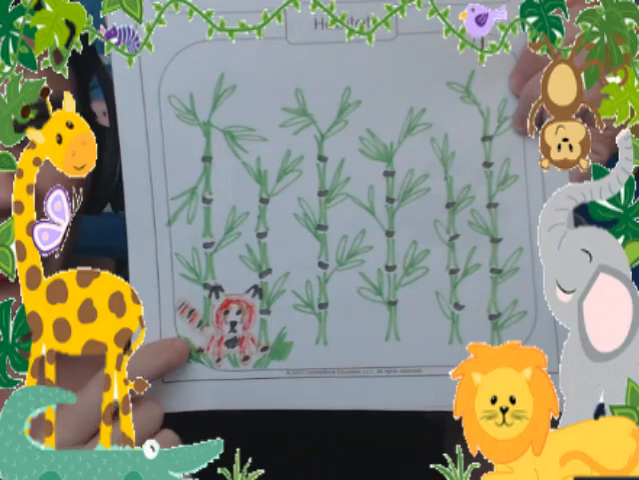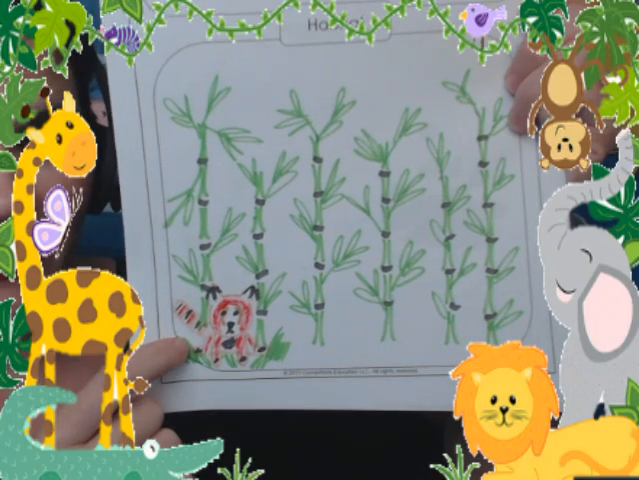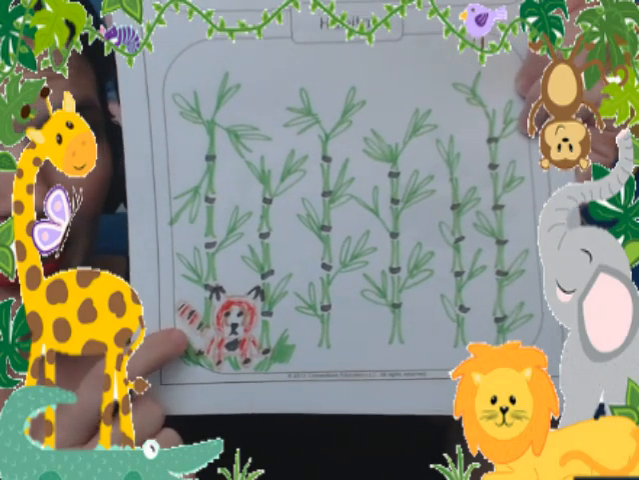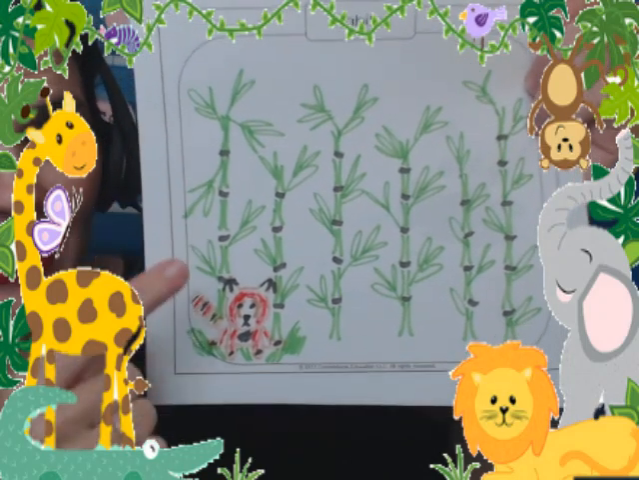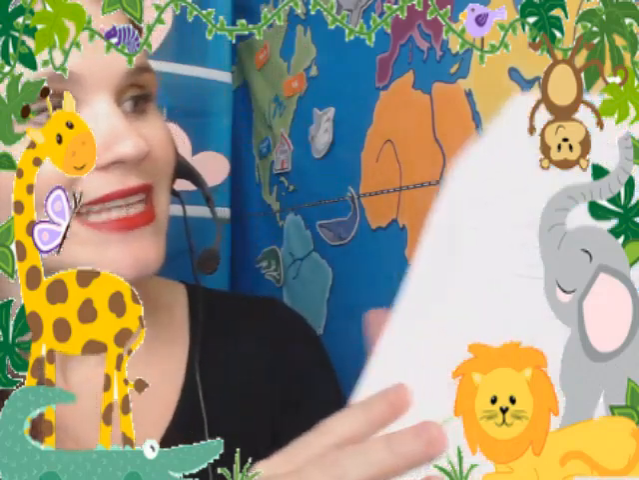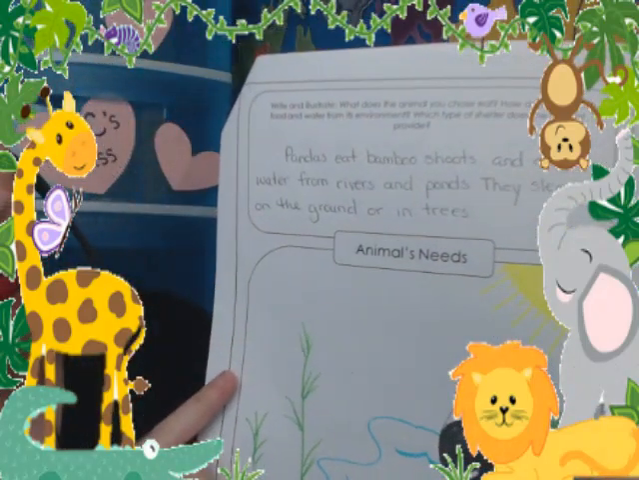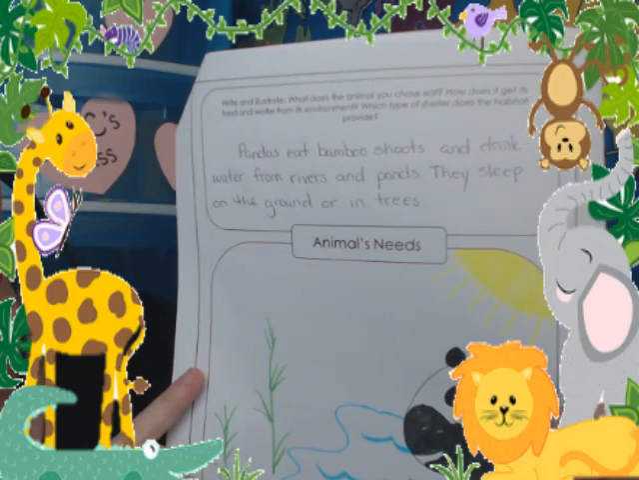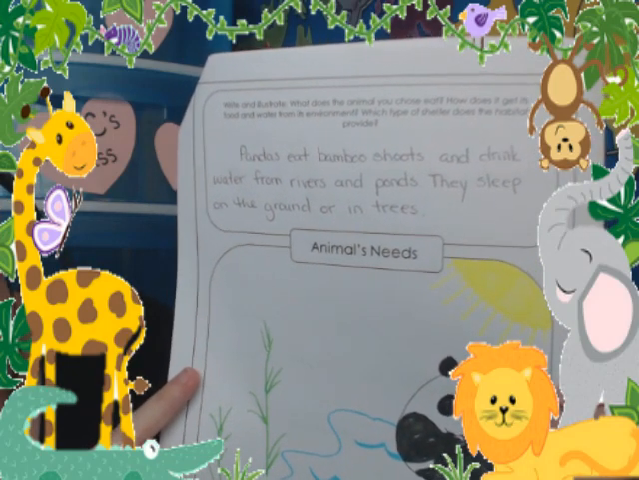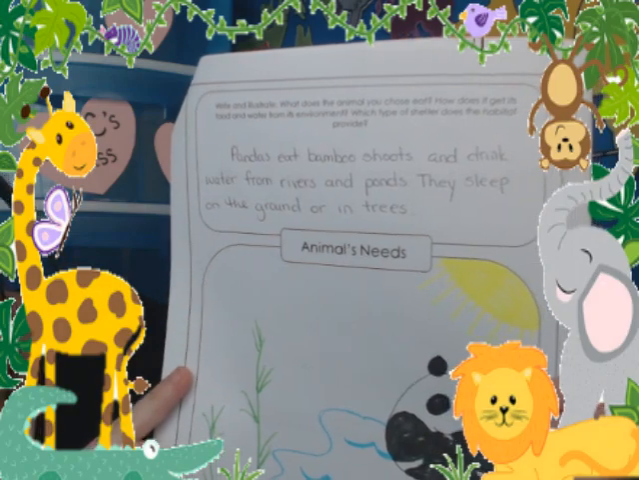And I drew this little guy. He's a red panda. Red pandas are a lot different than giant pandas, but they live in the same area. So I drew a picture of the plants and different animal that lives in this area or this habitat. Let's keep going. The next page says write and illustrate. What does the animal you chose eat? How does it get its food and water from its environment? Which type of shelter does the habitat provide?